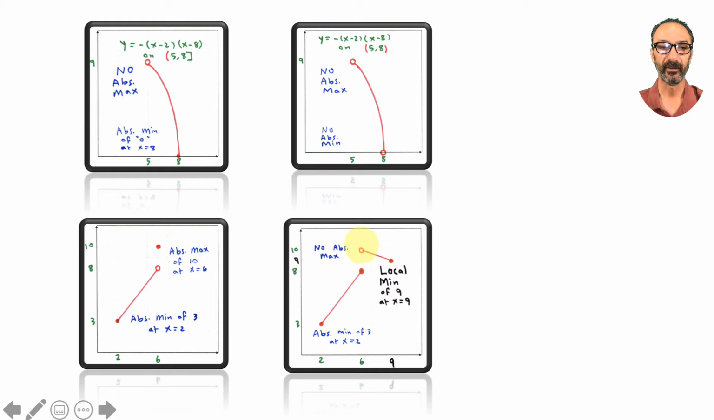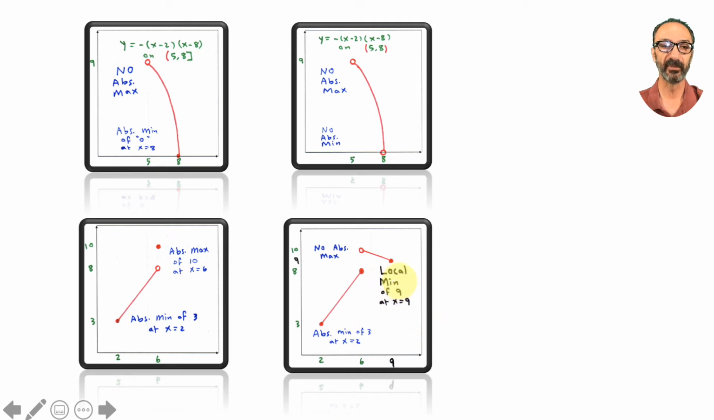Here, there is no absolute max. If you point to this point, I will say there's another point closer, and so on. There is no point that you could point to and say, this is my maximum. So there is no absolute max. This one we clearly agree on as the absolute minimum.